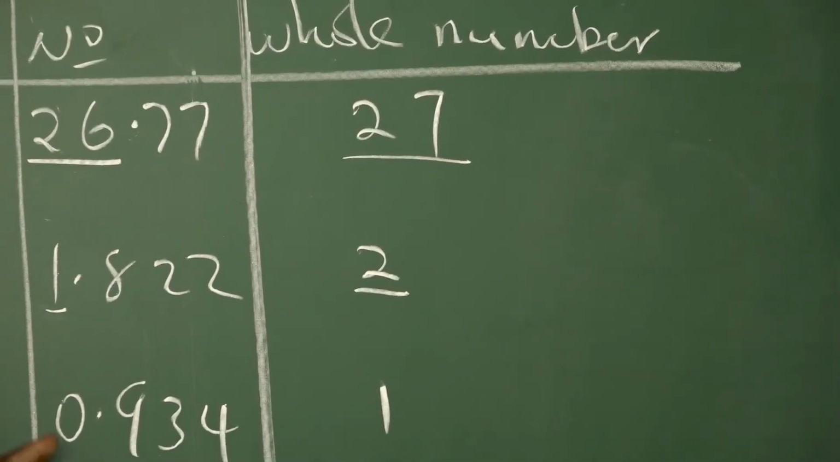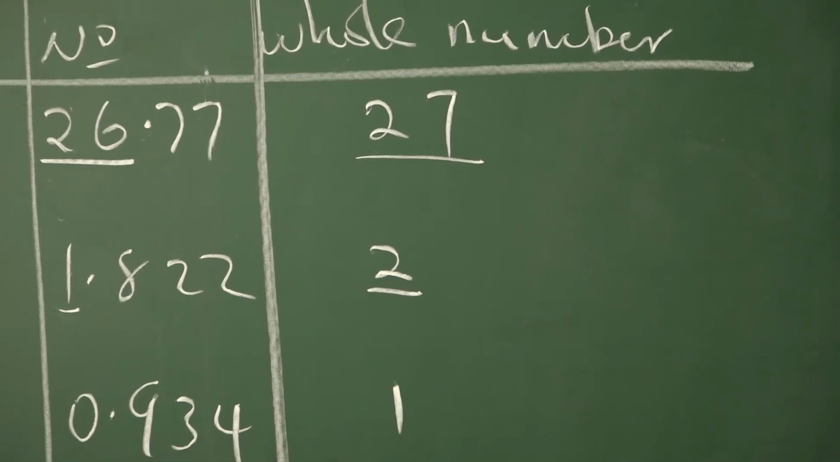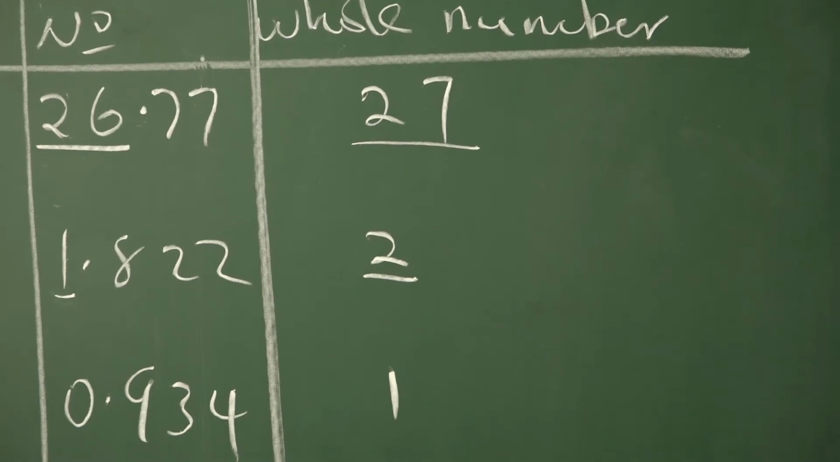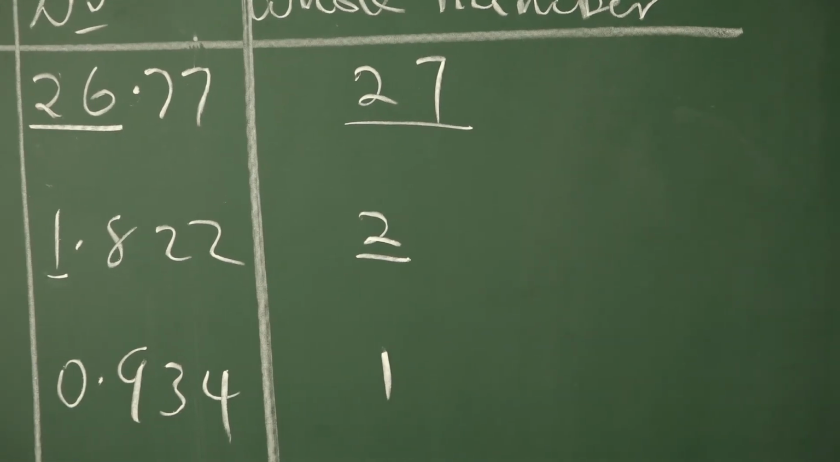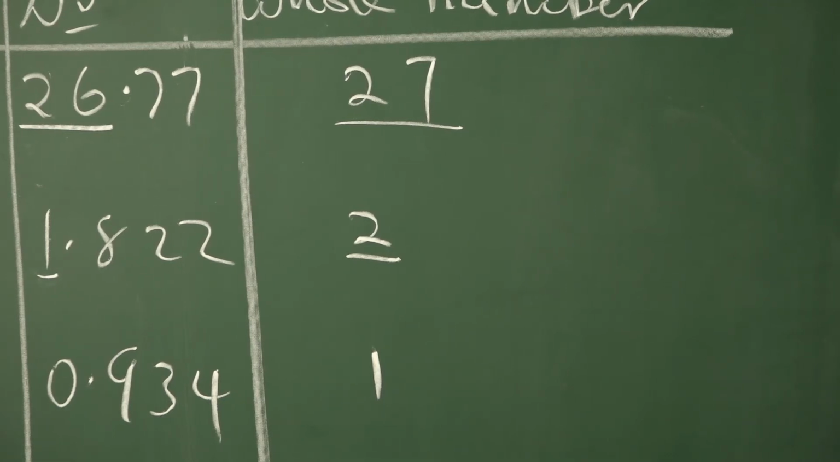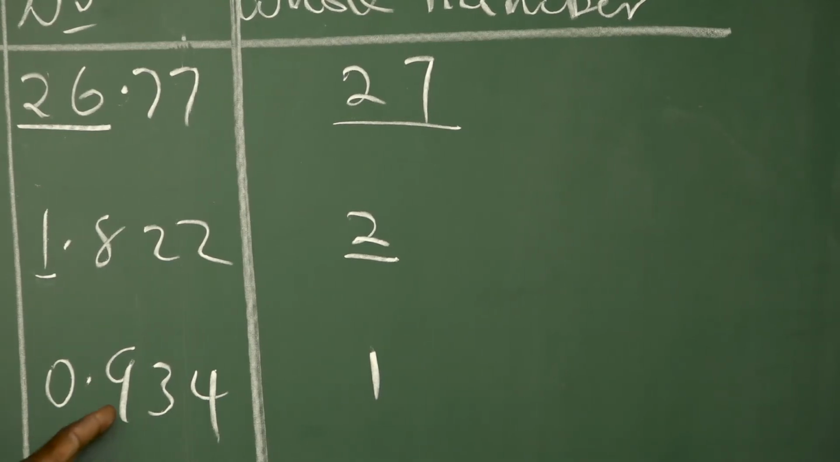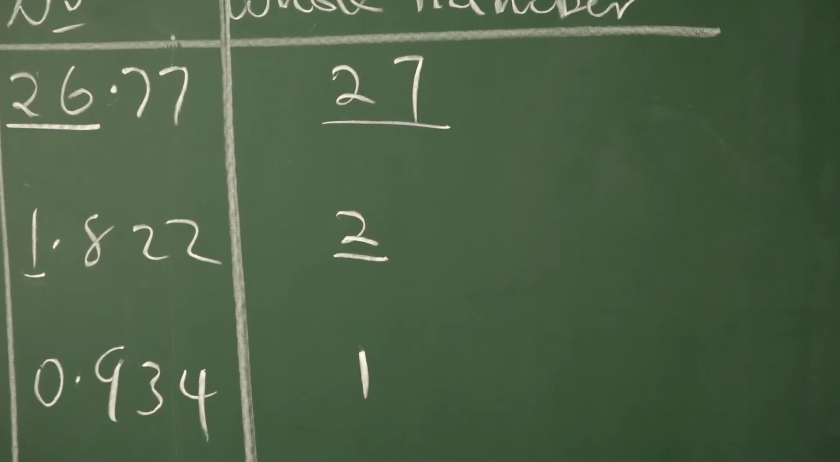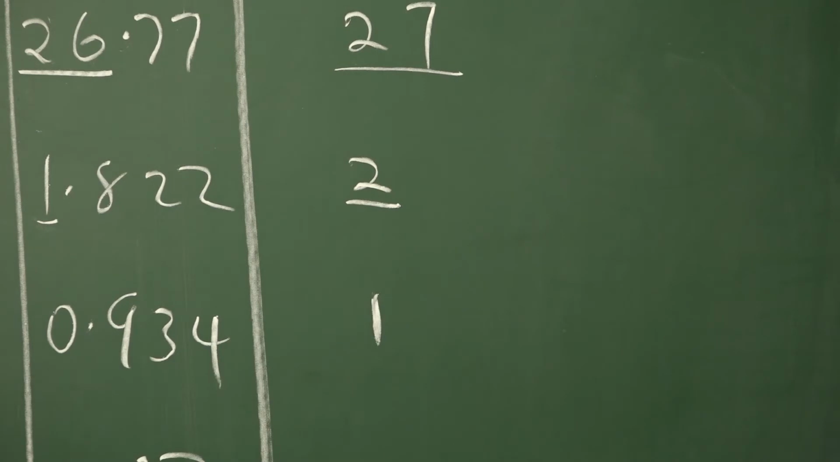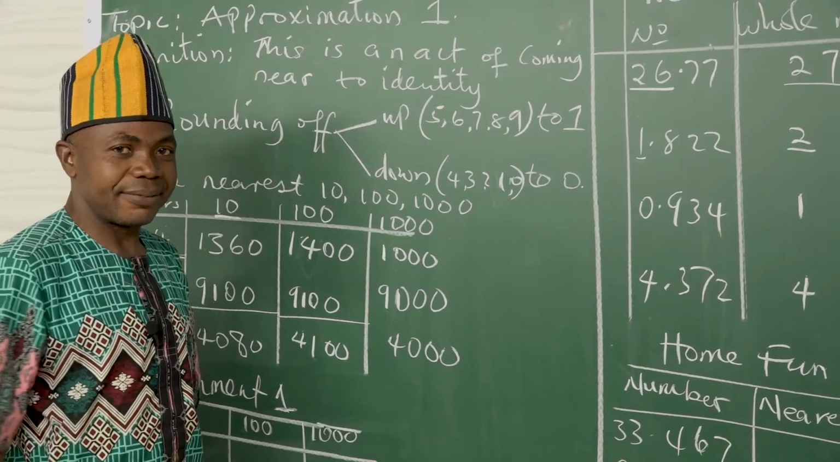Then, this is 0.930. The 0 is not a significant number. It has no value, but this is a number. So 0.934 is a number, but there is a number after the point, which is 9. So we round up 9 to 1, add it to 0. That's why we have 1. This has been approximated to 1.